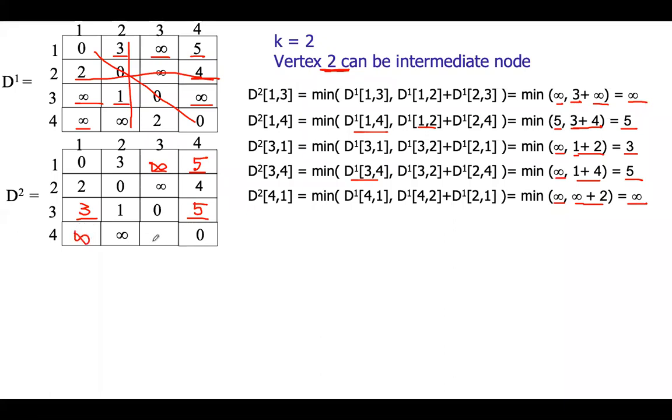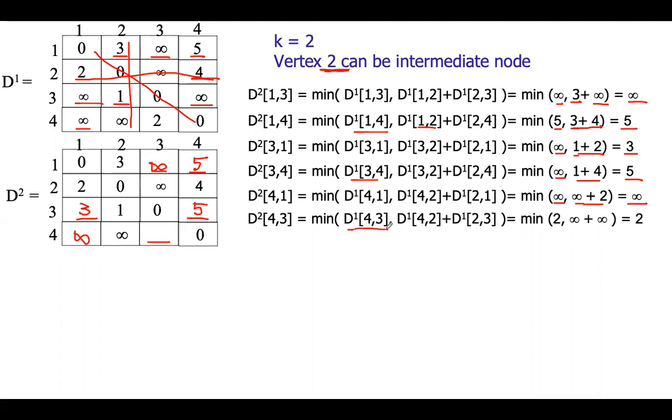So this will be infinite. Next, distance of 4 to 3, we need to find out. 4 to 3, minimum of D1 of 4 to 3. D1 of 4 to 3 is 2. We'll write down 2 here. Go through the vertex 2. So 4 to 2 and 2 to 3. 4 to 2 is infinite. 2 to 3 is also infinite. Infinite plus infinite is infinite. Minimum of 2 and infinite is 2. So this value will be 2.